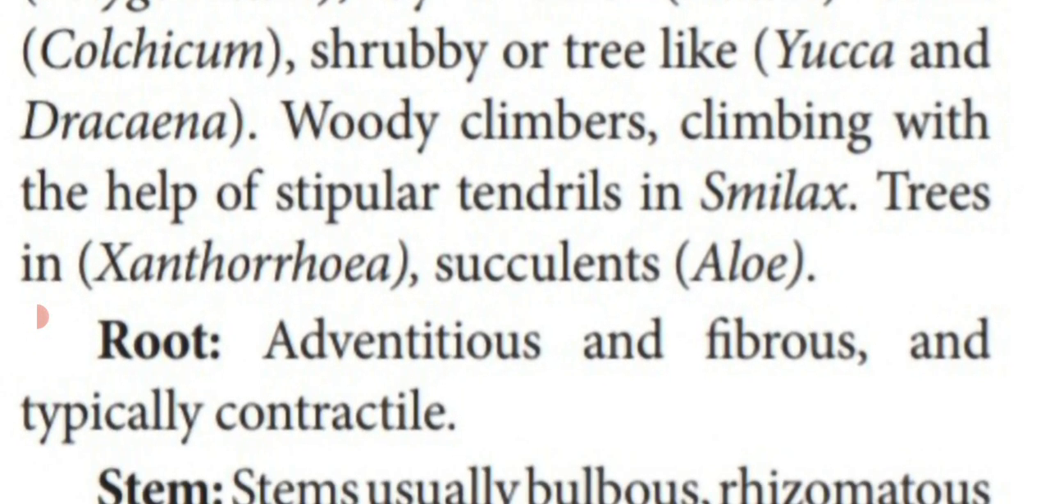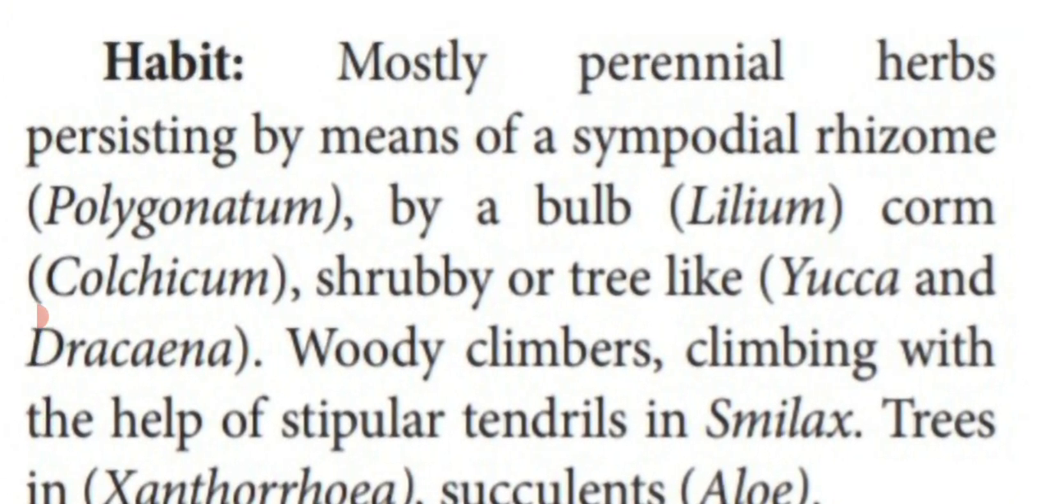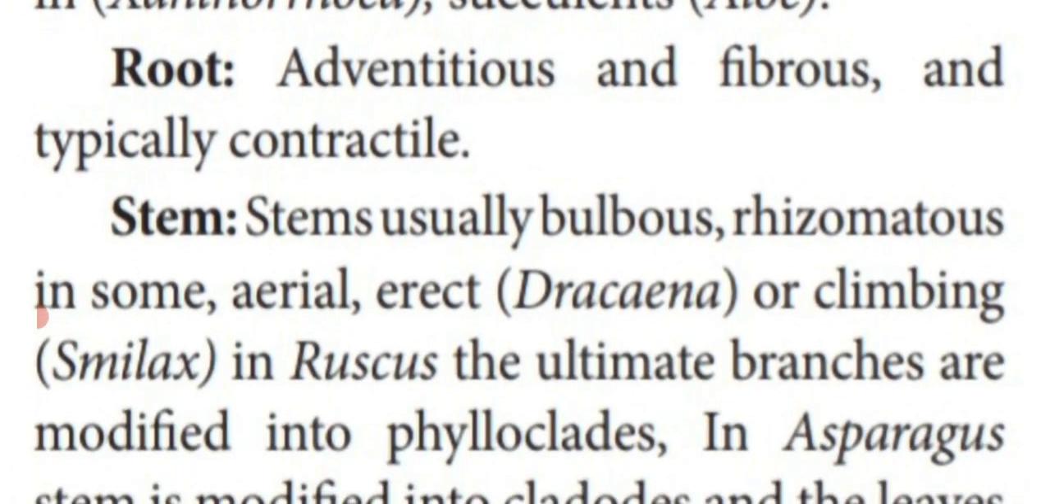Then some of the plants are also trees, as in Xanthorrhoea. Some of them are succulent plants. Succulent means xerophytic plants, living in desert regions. They store a large amount of water in their plant body. That is known as a succulent plant. Example, Aloe. So those are all the different habits of family Liliaceae.